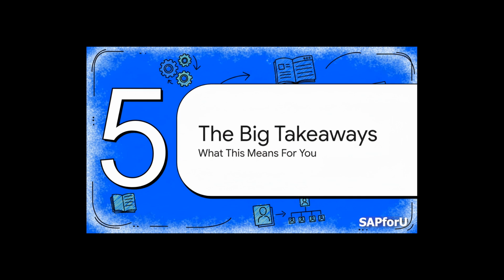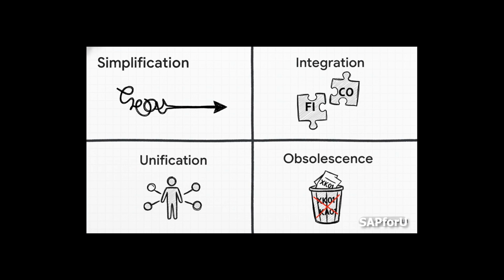So, we've walked through the two biggest revolutions, right? The unified general ledger and the mandatory business partner. Let's boil all this down into what you really need to remember. Here are your 4 key takeaways. First up, simplification. That painful manual reconciliation between FI and CO, gone, forever. Second, integration. The GL master in FS00 is now your one-stop shop for everything. Third, unification. The business partner isn't optional. It's the new mandatory way to handle all your customer and vendor data. And finally, obsolescence. It's time to say goodbye to that muscle memory for transactions like XK01 and KA01 and really embrace this new unified world.